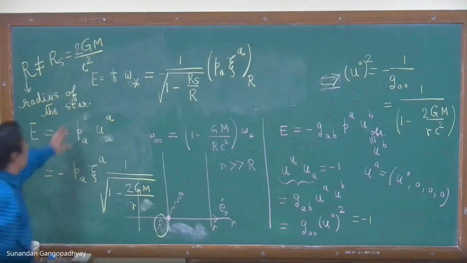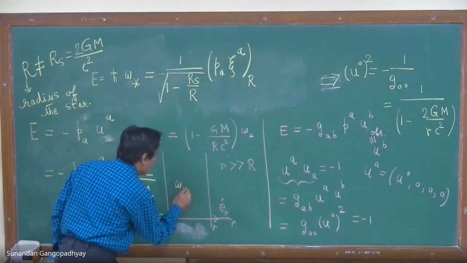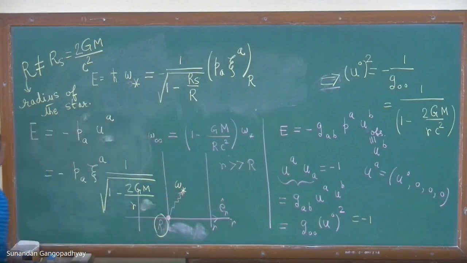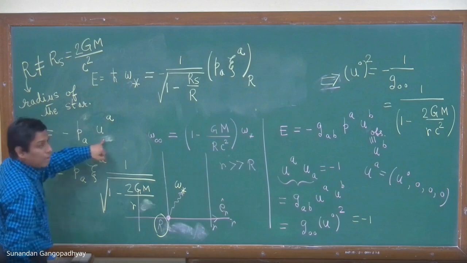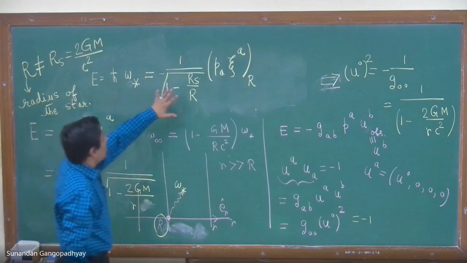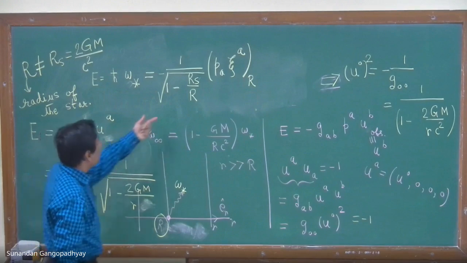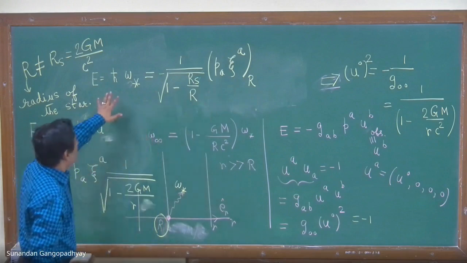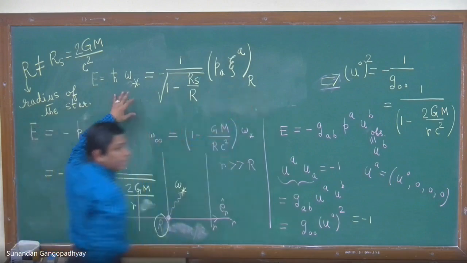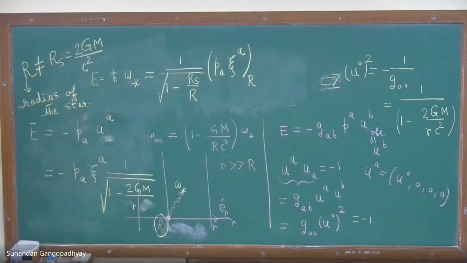And you have this factor. This is when the signal is emitted with frequency omega star from the surface of the star. So energy E is equal to minus PA UA, that is, UA is this factor multiplied by xi A, evaluated at capital R, the radius of the star, and that I equate to h bar omega star. Is this clear? I hope this is clear.